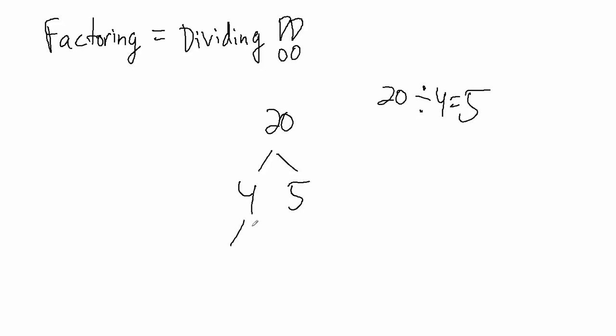And further, 4 divides into factors of 2 and 2. So 4 divided by 2 is 2. So 2 and 2 are factors here. So 20, if we use a factor tree to split it up into its factors, we're really just dividing. Okay, that's all we're doing.